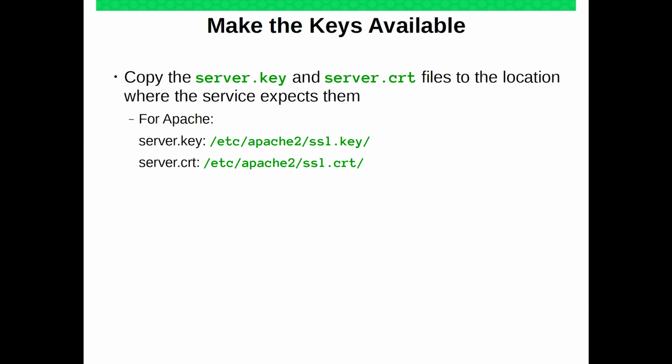So after we've created those keys, we've signed them, we've made them valid, we then copy those server keys and cert files to the location that they're supposed to sit in. As an example, for Apache, you might put the server key under /etc/apache2/ssl.key and the cert key under /etc/apache2/ssl.cert. Now those keys will be available while you're working with Apache in order to access whatever that server's host name is.